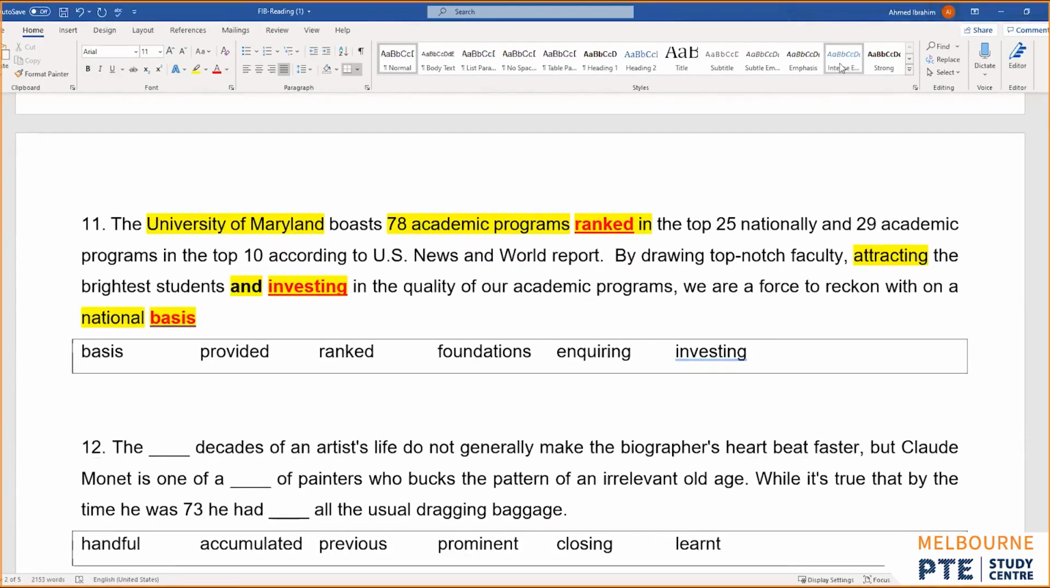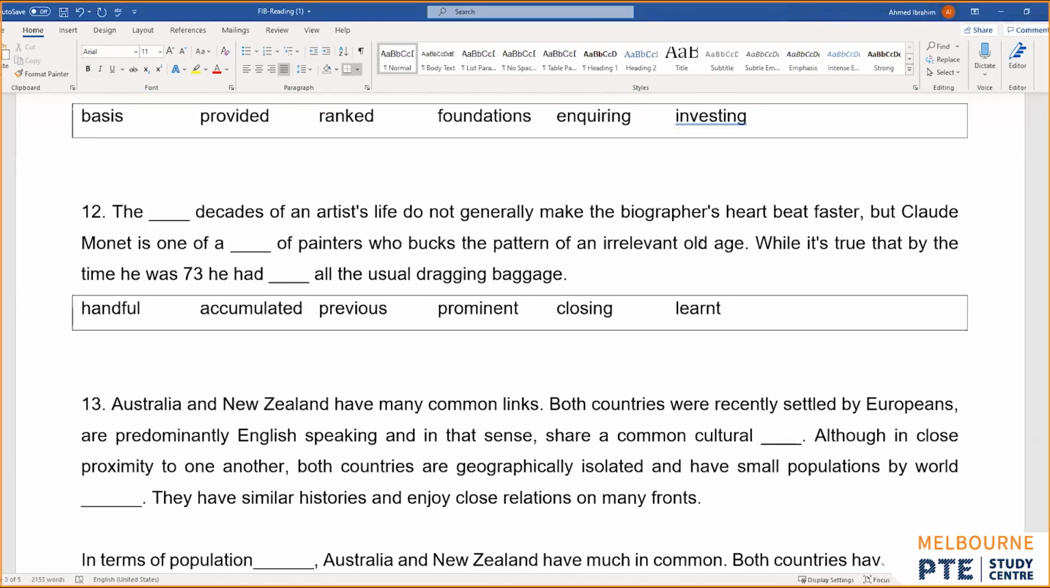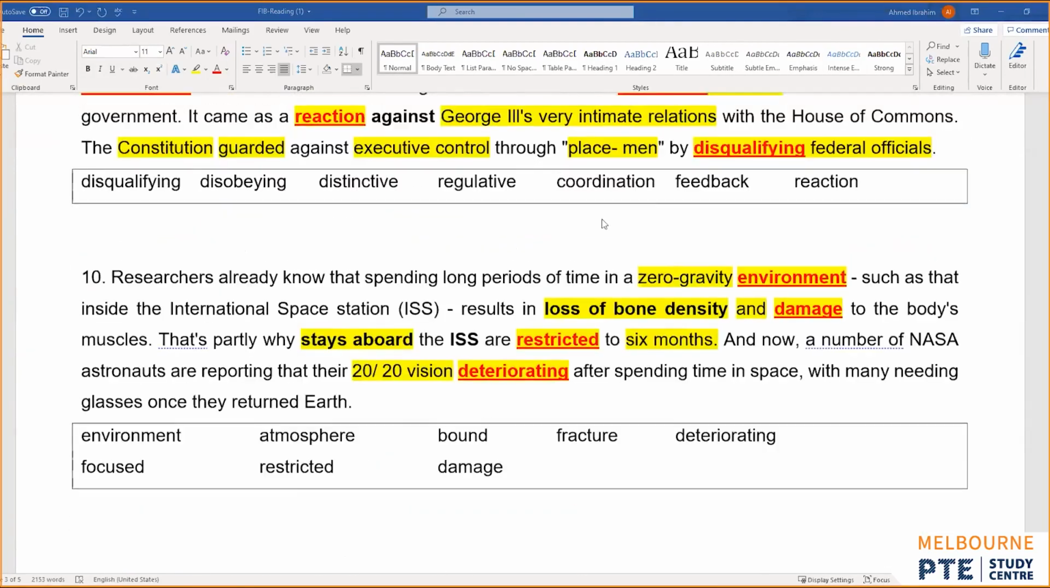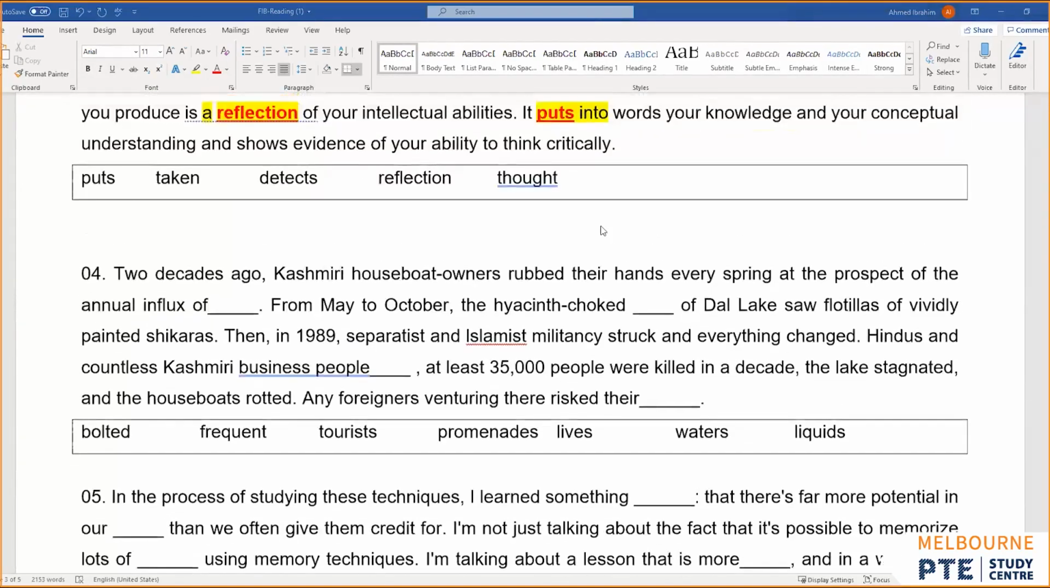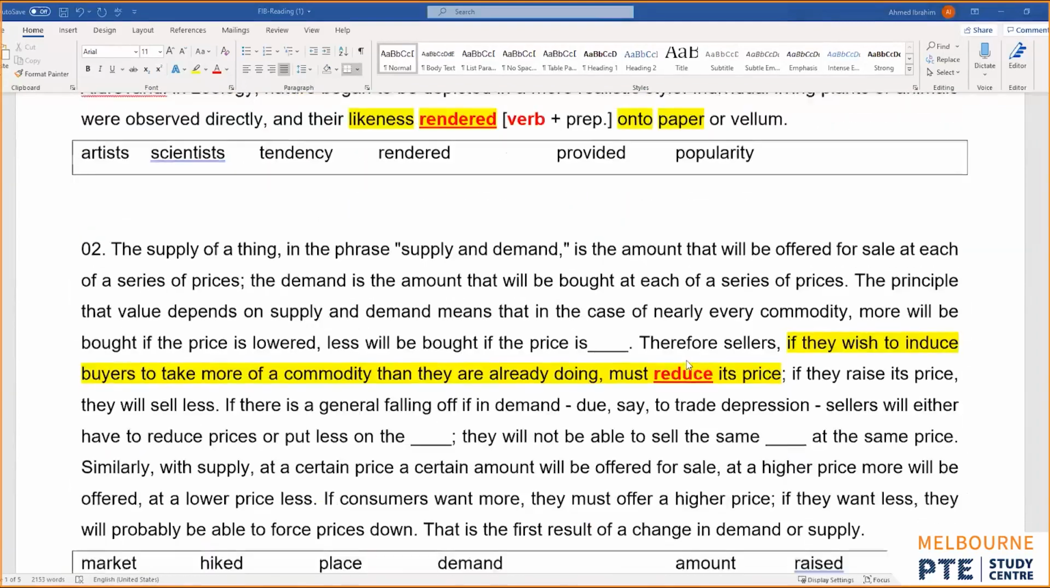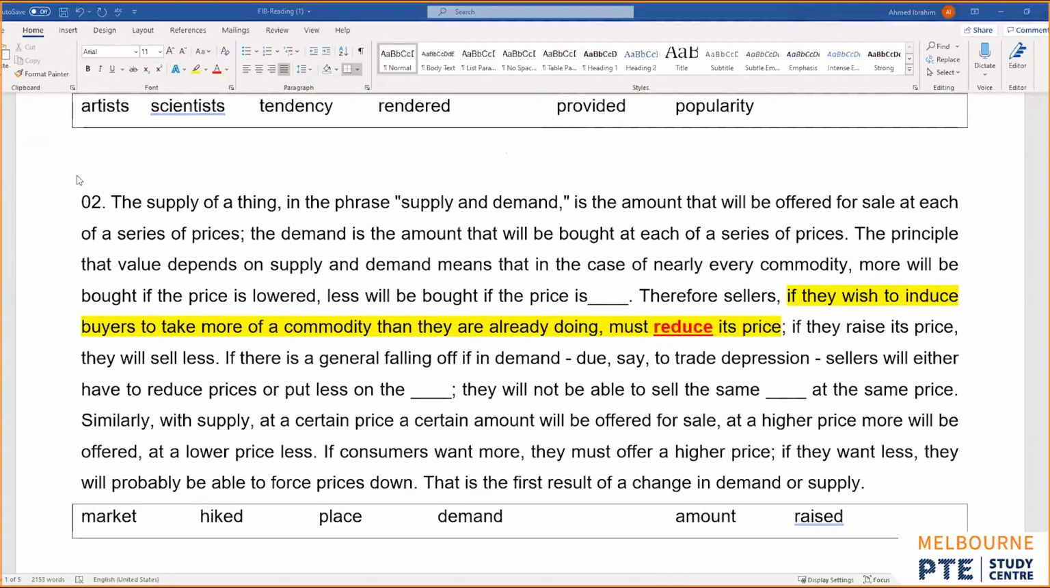Now, any questions before we move on to reading and writing fill in the blanks? Any questions regarding the reading FIBs we have discussed, anything that was not clear, please ask. Ahmed? Yes. Can we do the second one, please? Second one? Yeah, sure. Second question, right? You mean this one? Yeah, second question. Yeah, we can do this one.